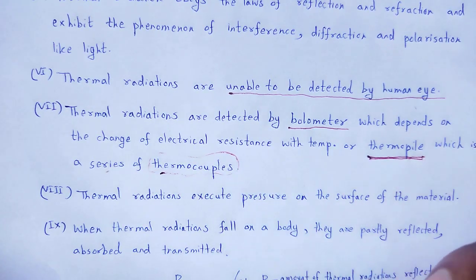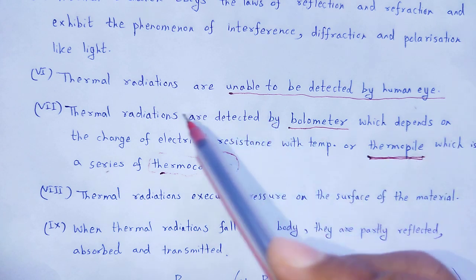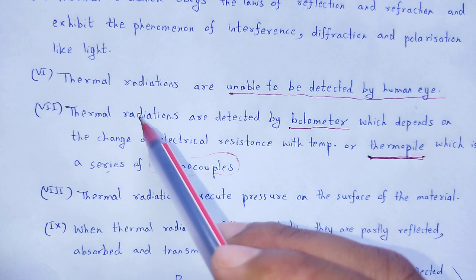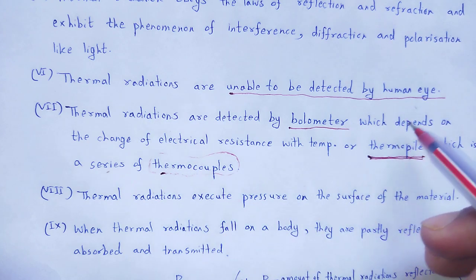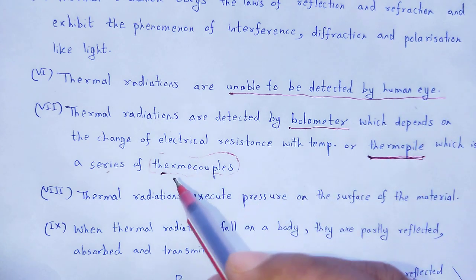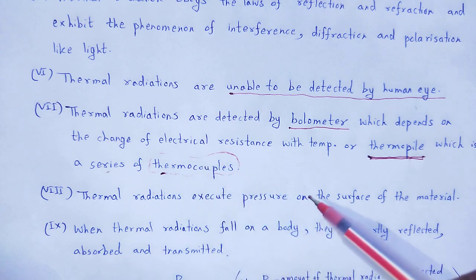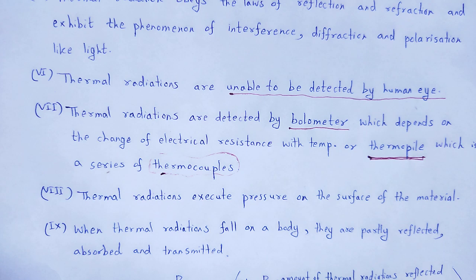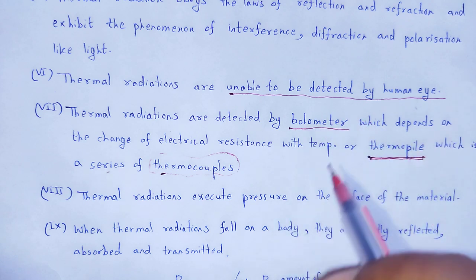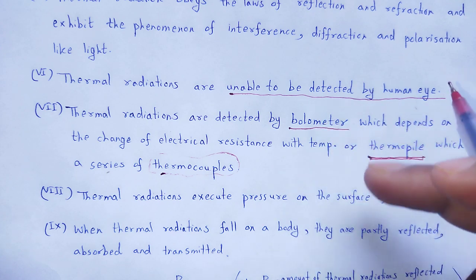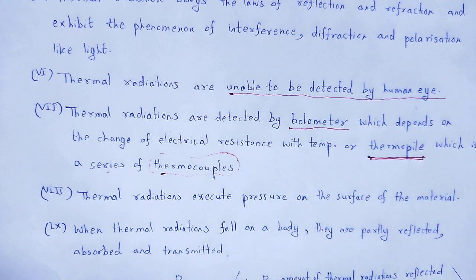Thermocouples are connected in series and we form a device which is called a thermopile, and by using that thermopile we can easily detect that type of radiation. These instruments are based upon the principle of the change of electrical resistance with temperature. How electrical resistance changes with respect to temperature is the principle on which these devices act, and by using these devices we can easily detect that type of radiation.